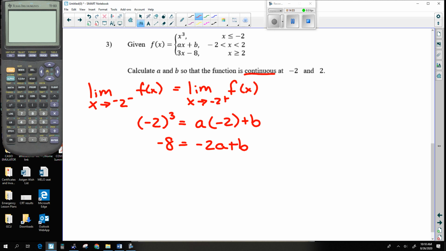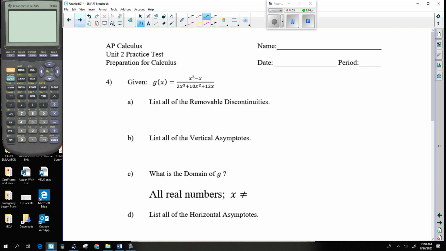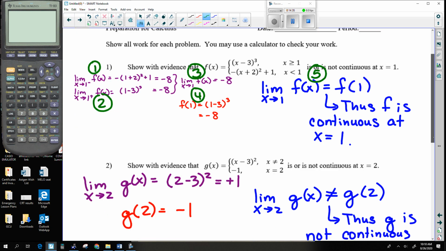Okay, so the limit has to hold at negative 2. And so what I'm, in essence, saying is, back to the continuity test, that number 1 and number 2 are satisfied in this picture right here. As in, the left-hand limit is going to be equal to the right-hand limit. You know that because it already said that it is continuous. So the limit left has to be equal to the limit right. Okay, so that's how I'm starting that problem.